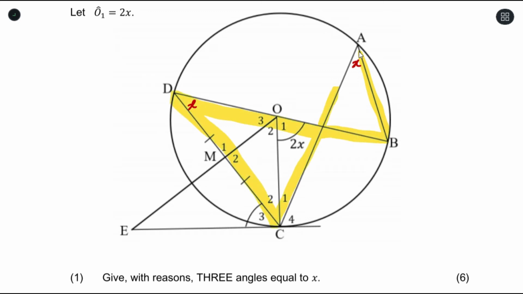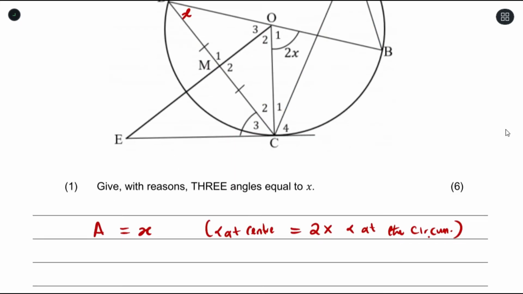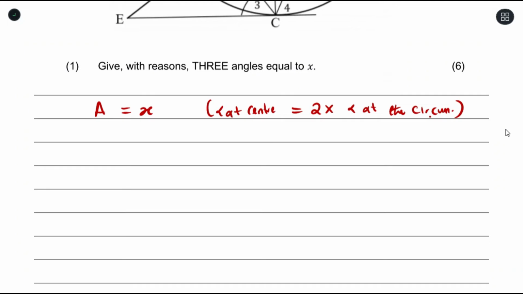There you go. That's a horrible looking bow tie, but bear with me. Right? So those two angles are equal, which is called angles in the same segment. So let me remove this. So we can say angle D is equal to angle A, which is equal to x.